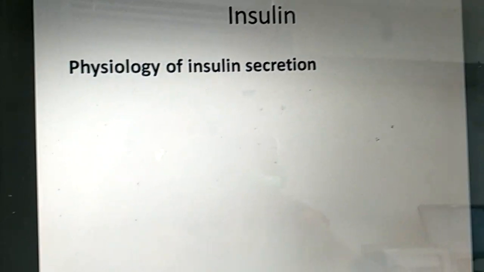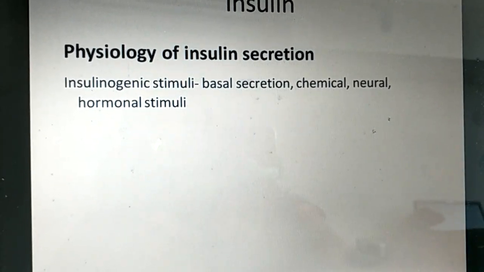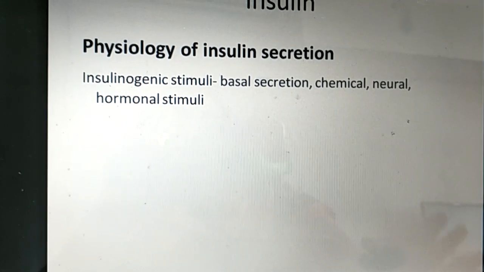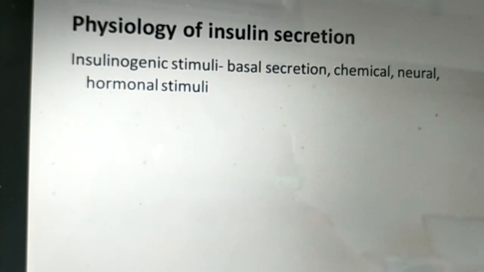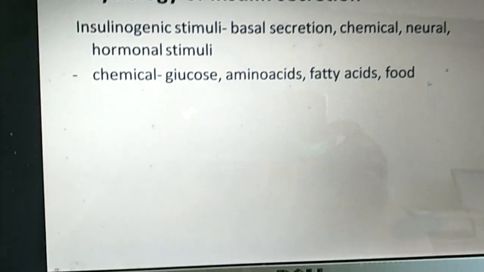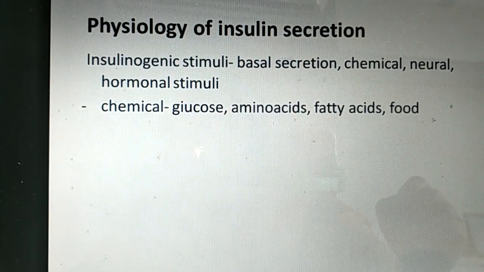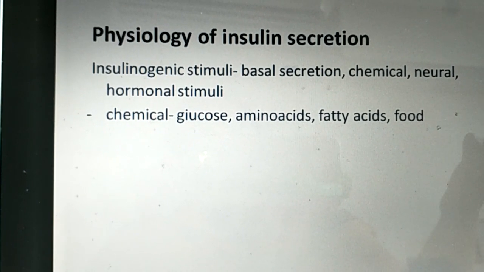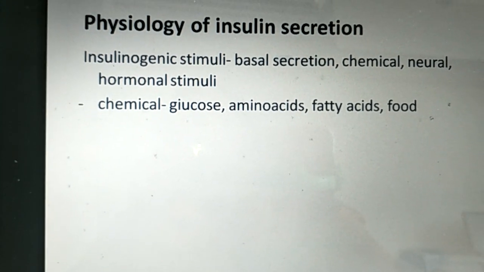So, physiology of insulin secretion: there are many stimuli which increase insulin secretion. Basal secretion of 1 unit per hour continues, and there are various chemical, neural and hormonal stimuli. Among the chemical stimuli, glucose is first and foremost the most important stimulus for insulin secretion. Raised levels of glucose stimulate insulin secretion. Amino acids, fatty acids and food also stimulate it.